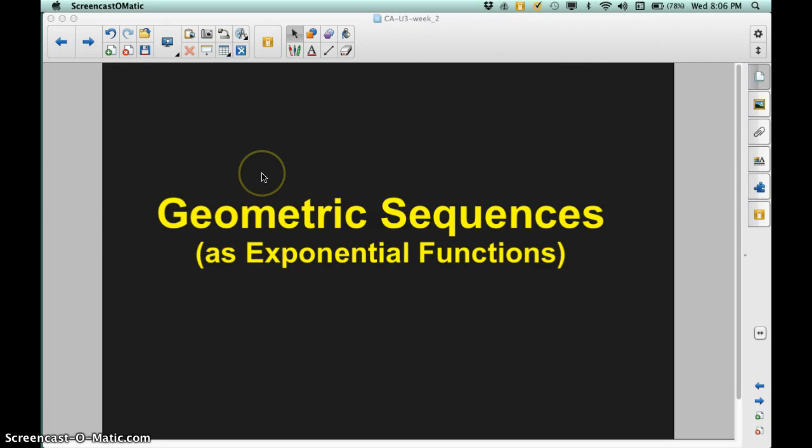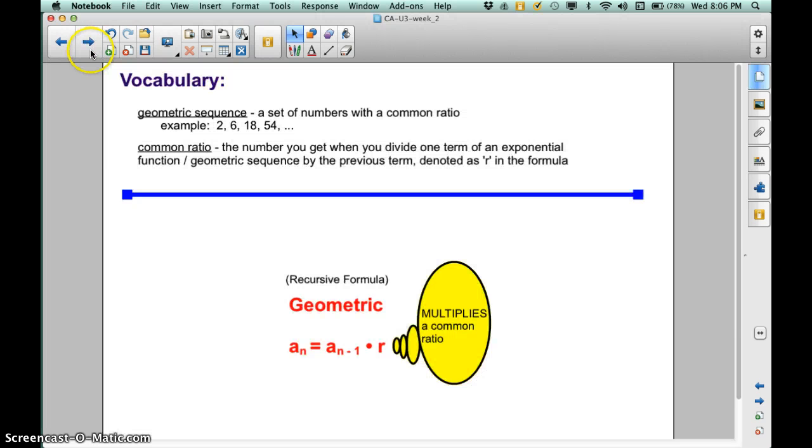This video is geometric sequences as exponential functions. There's some vocabulary that you should write down. First of all, a geometric sequence is a set of numbers with a common ratio. An example would be the sequence 2, 6, 18, 54, and so on.